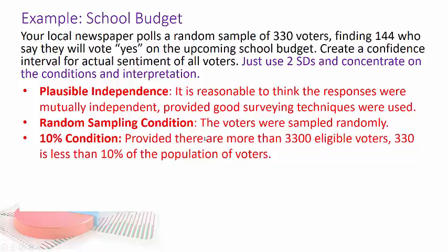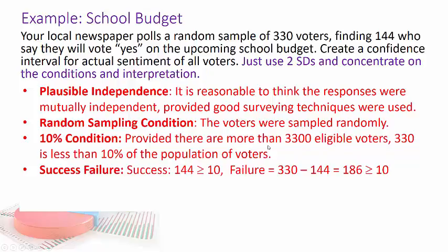Now, if this was Cedar Ridge and we were polling students, this is actually greater than 10% of our population, and we would have had an issue right there. Finally, looking at success failure, well, I could do N times P, but I already know what my success is. They found 144 yeses. And then the rest were failures, so I have 186 failures.